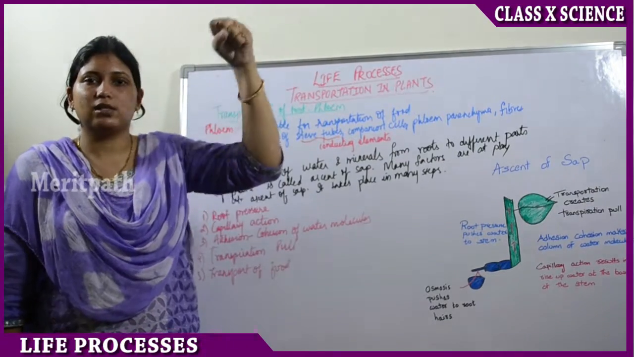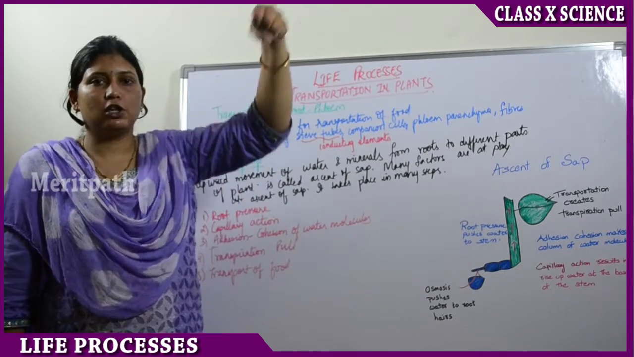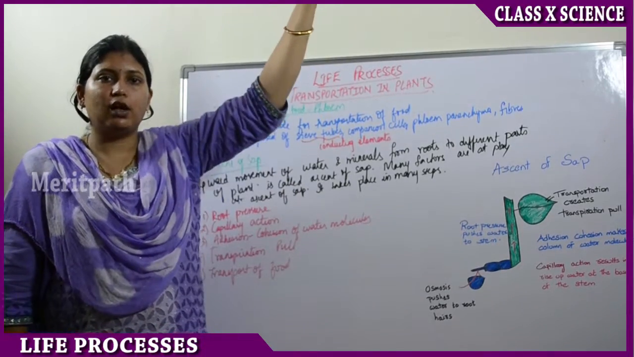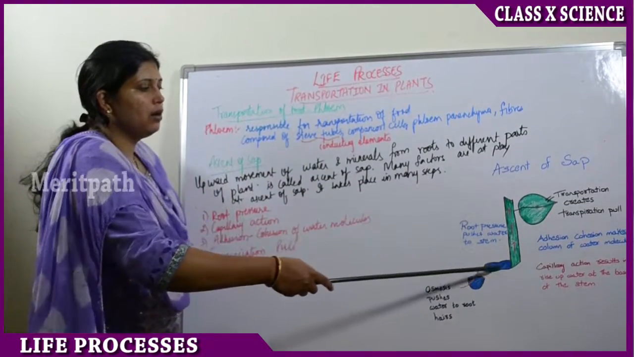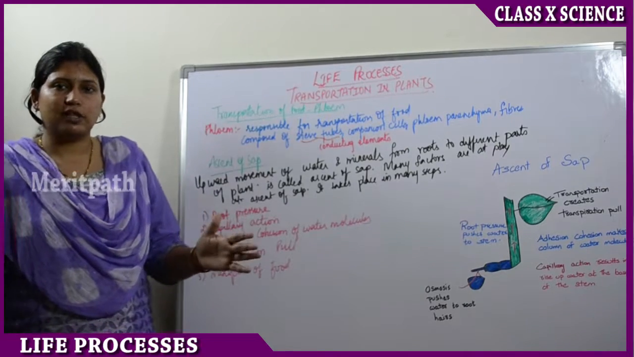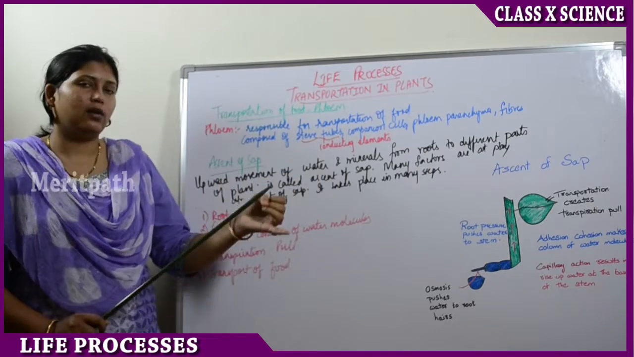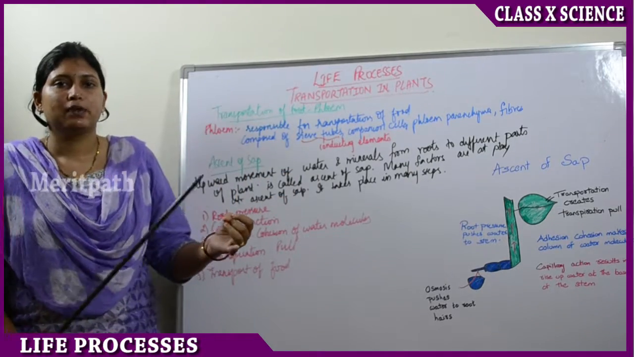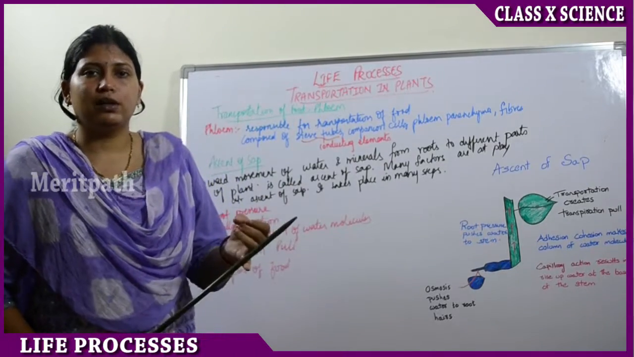Sunlight helps in creating a suction and a vacuum, and thereby the transpiration pull pulls the water to the upper atmosphere. So that is the reason, due to the transpiration pull, the water reaches the top parts of the plant. Transpiration is nothing but loss of water in the form of water vapor from the leaves.